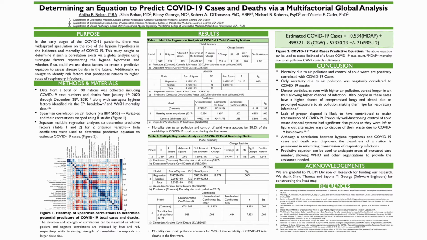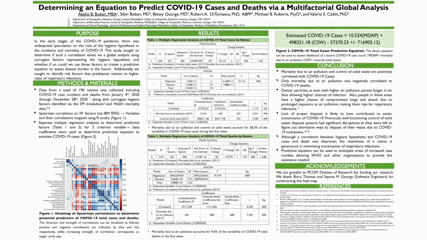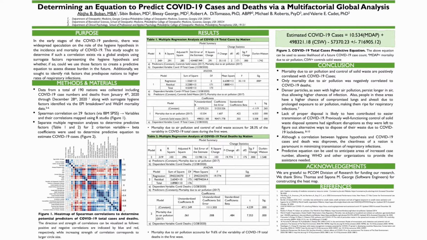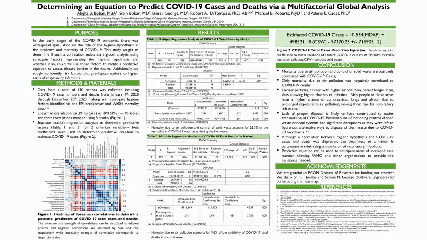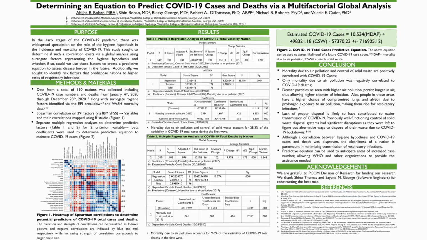The research was conducted by initially identifying surrogate factors for hygiene hypothesis, which includes a breakdown of Environmental Performance Index, along with mortality data due to WASH, or better known as water, sanitation, and hygiene, for a total of 190 countries. COVID-19 cases and deaths were collected from January 4, 2020 through December 28, 2020, which is the initial phase of the COVID-19 pandemic.